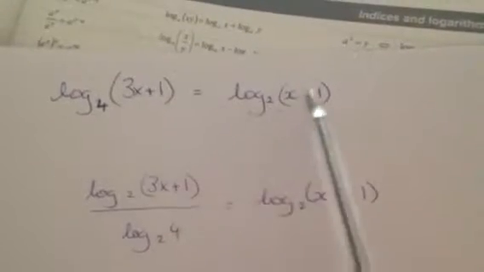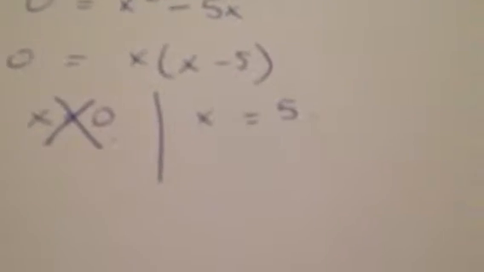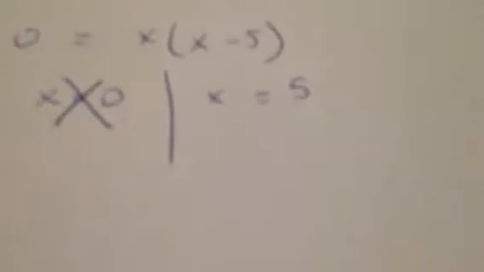And I can check the x equals 5. Again, that means that this would be a plus number, that's fine, and this would also be a plus number, that's fine, and my bases are plus numbers. So my only solution is x is equal to 5.